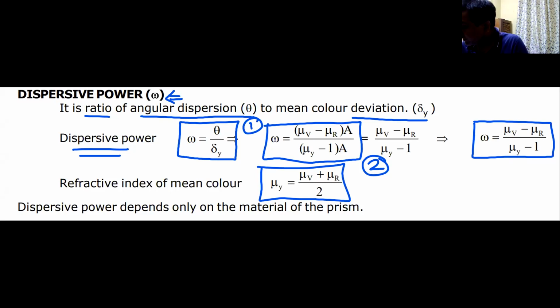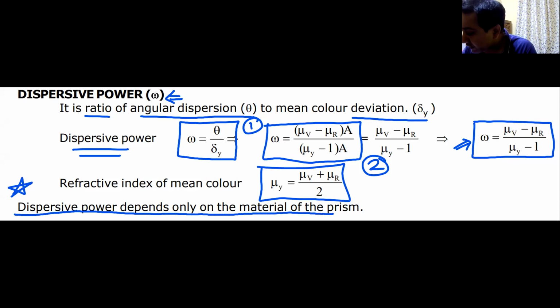Also note that this formula for omega has mu v minus mu r and mu of yellow. So dispersive power, a very, very important point, questions come directly on this. Dispersive power depends only on the material of the prism. Dispersive power only depends on the material of the prism.